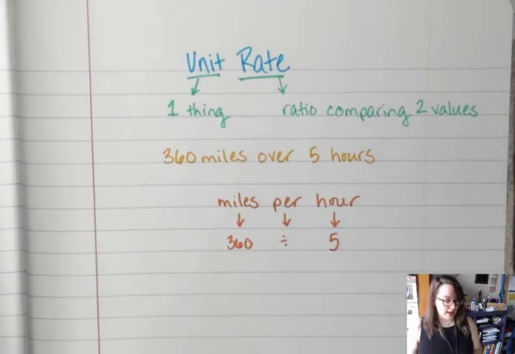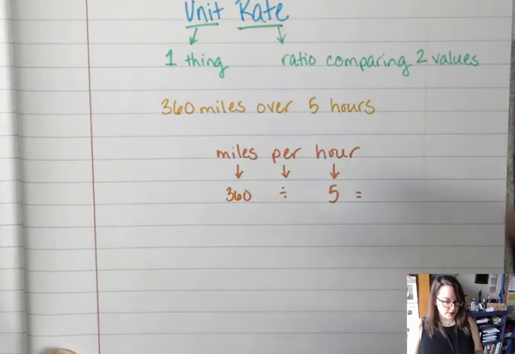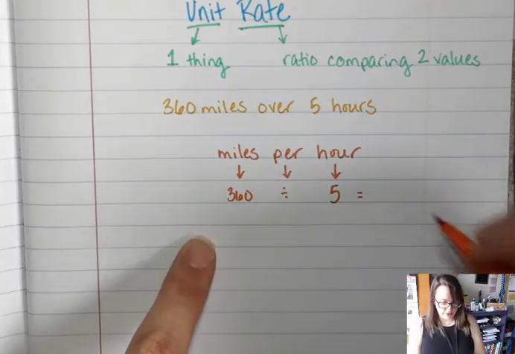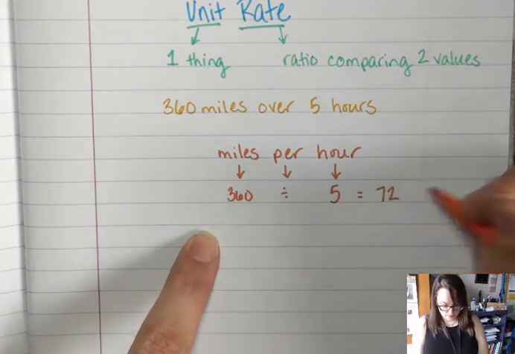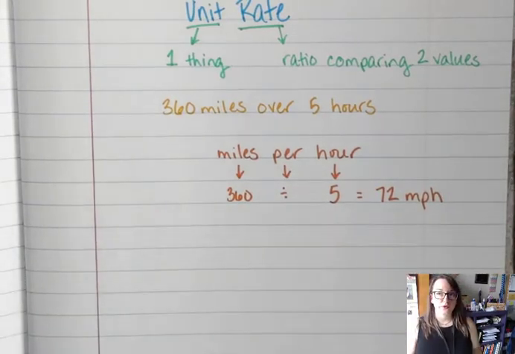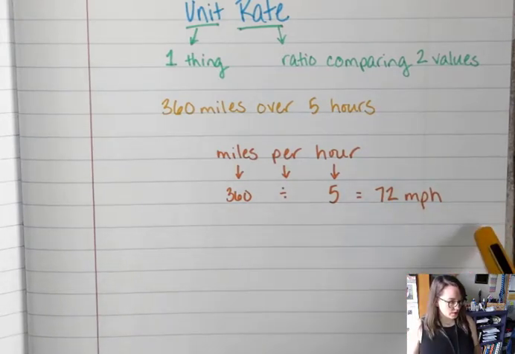So this would tell me how many miles per hour I'm driving, which is, anybody know off the top of your head? 72. So if I drove 360 miles over 5 hours, my average speed would be 72 miles per hour.